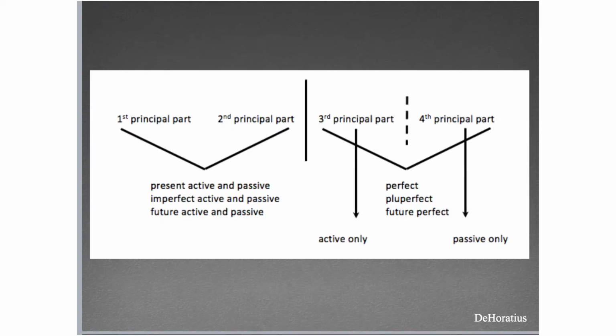All right, so I just want you to see this again. I'm not going to mark it up, but hopefully it makes a little more sense or seems a little clearer now that you've seen the passive forms in action. The main thing to remember is once you shift into the third and fourth principal parts, each of them is responsible for a separate voice. So third principal part active only, fourth principal part passive only.